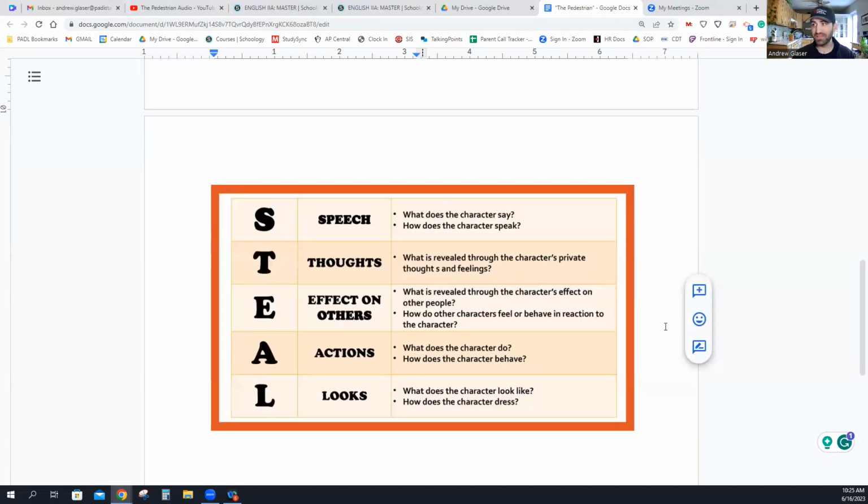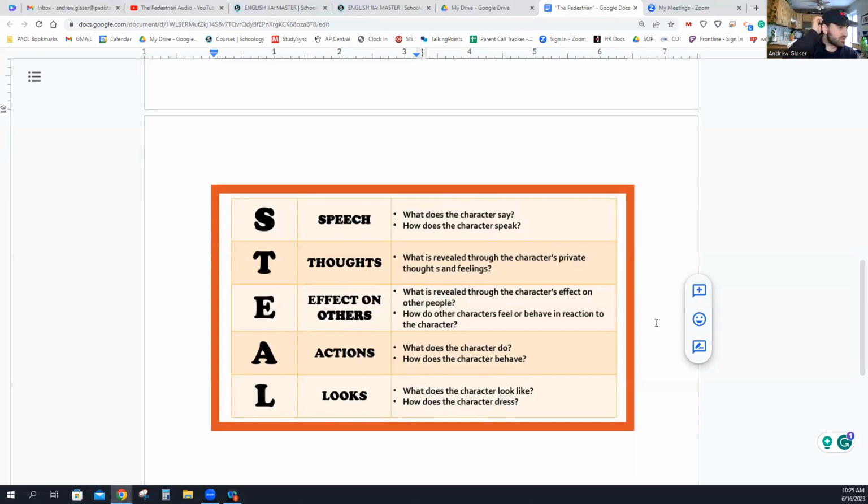Actions, right? Some say that actions speak louder than words. What does the character do? How do they behave? This can certainly tell us something about a character. Okay, so I want you to take this into consideration as well as you read. How is Leonard Mead acting? What are the things he does?